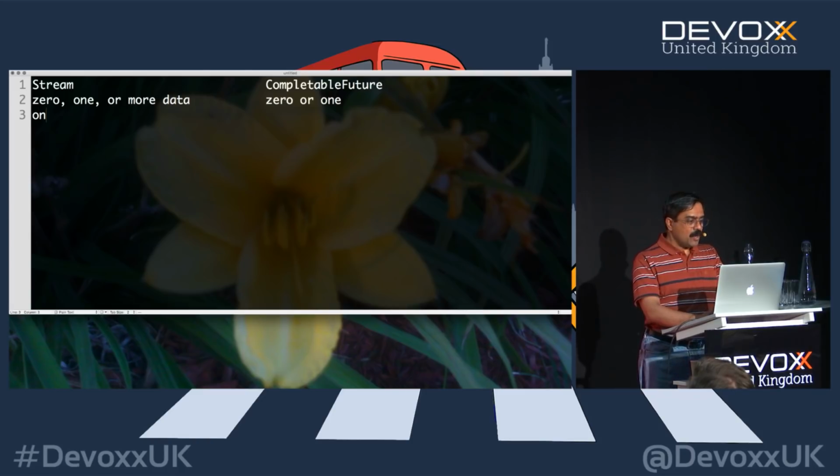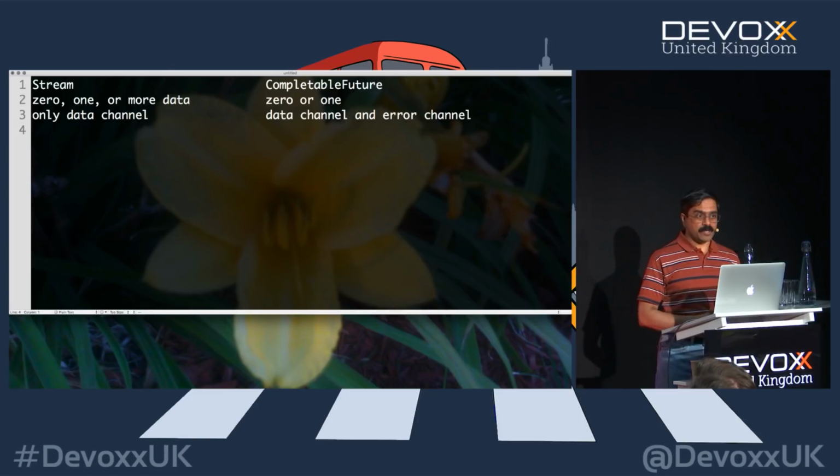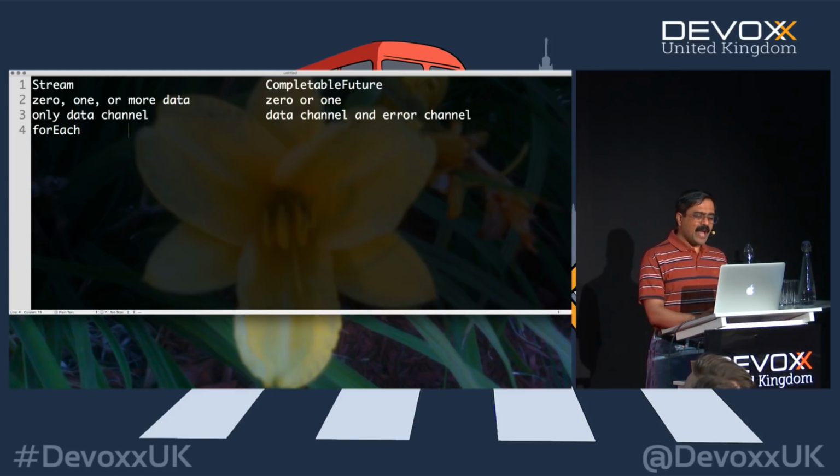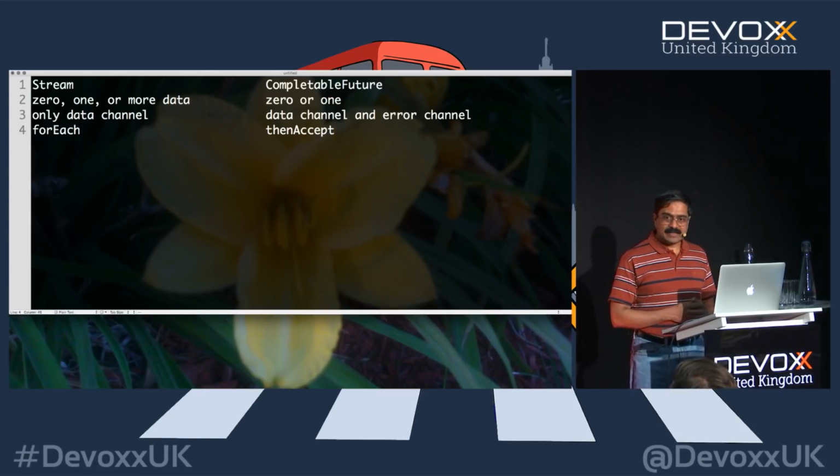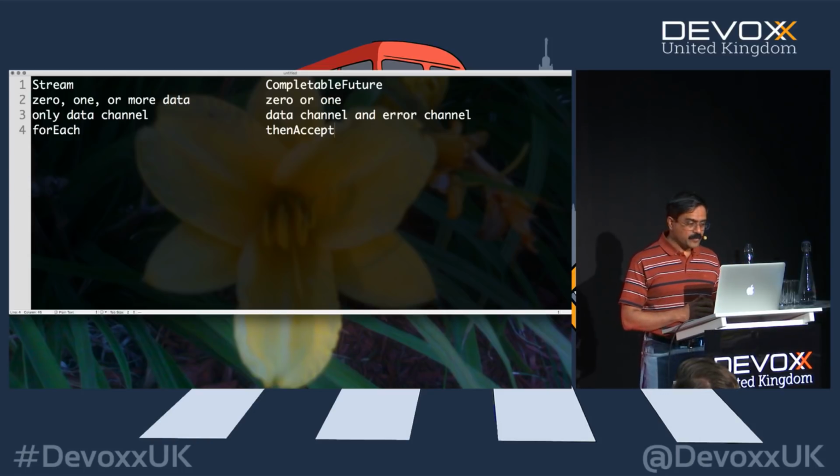The second is only data channel. This contains two things. You have a data channel and an error channel, right? So you have two channels of operation between these two. That's another difference. However, you have a function called map over here, and forEach over here. What is the equivalent of that? We saw this already, and that is the then accept. The word accept comes from the consumer interface, then accept. That's what we are using really at this point.